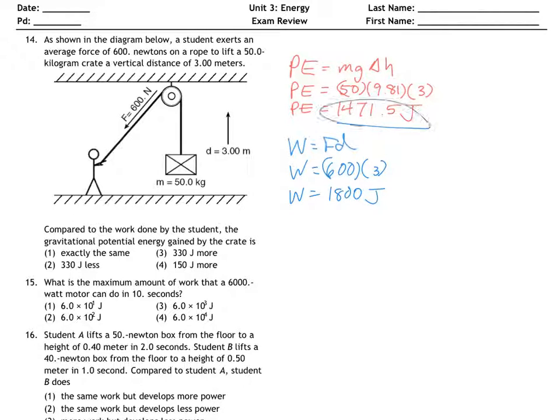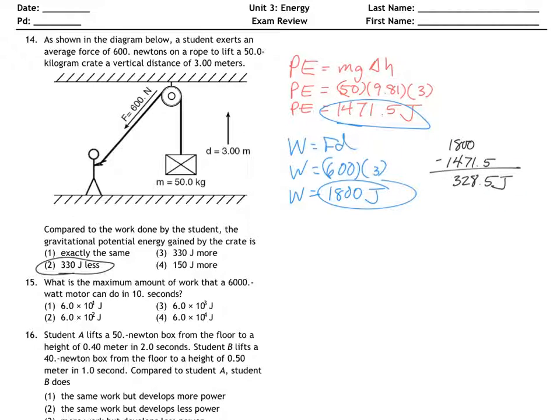So I can see now that there is a difference between the two. And when I come back to the text of the question, it says, compared to the work done by the student, the GPE gained by the crate. The GPE is less than the amount of work done by, let's see how much. I'm seeing that there's a difference of about 328.5 joules. So the GPE gained by the crate is 30 joules less than the amount of work done.